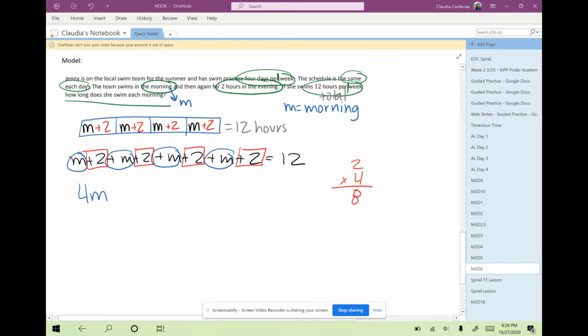So now that we've combined like terms, right, we circled everything that was alike and then boxed everything else that was alike, so that's called combining like terms, we are left with 4m plus 8 equals 12.